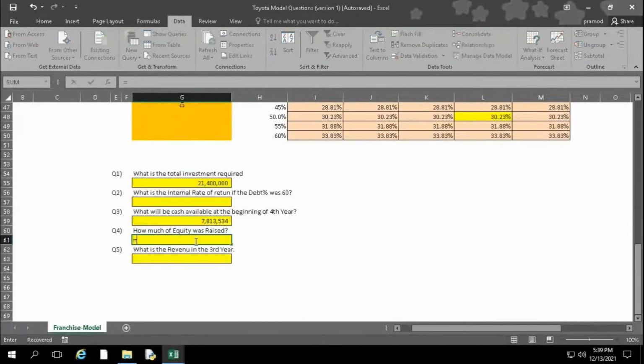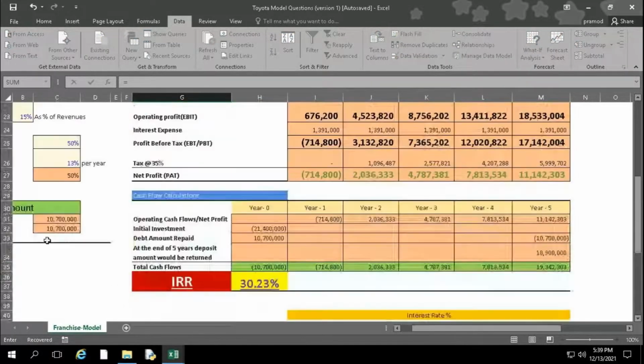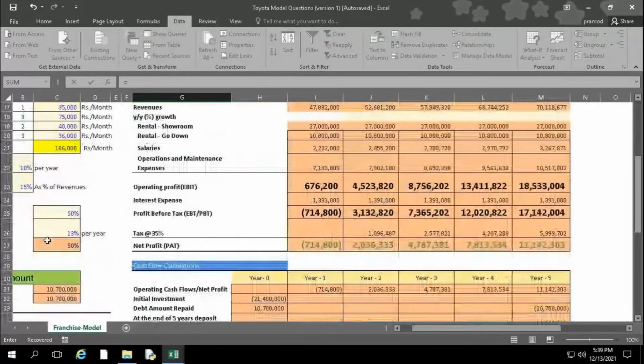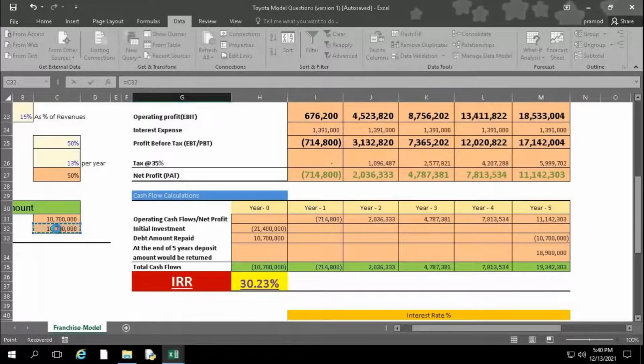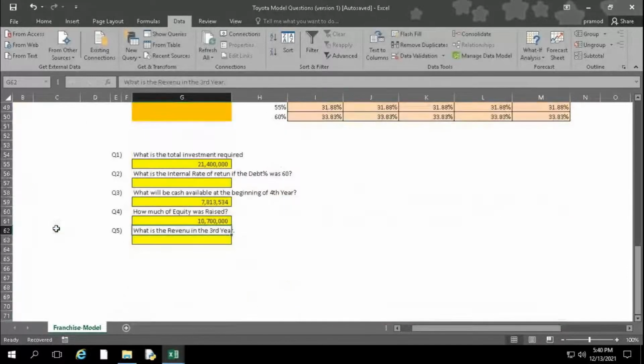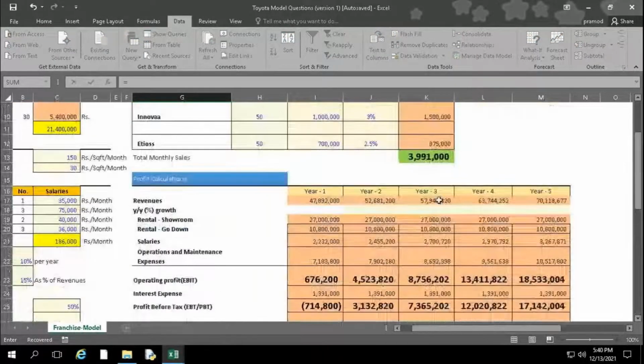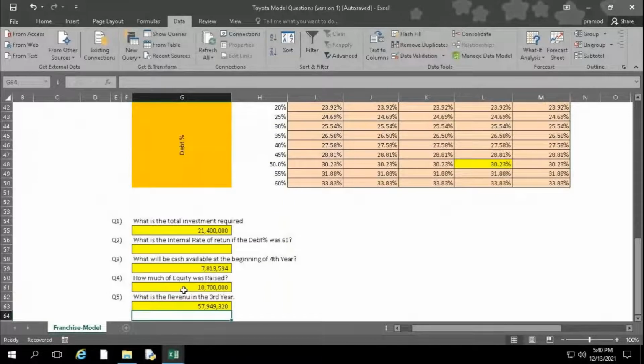10 lakhs 70,000. Equity raised, 50 percent of that. Yes, sir. And then revenue in the third year is 57 lakh 94,000, not 94,000, 5 crore 79 lakhs 49,320, sir. Correct. Yes, sir.